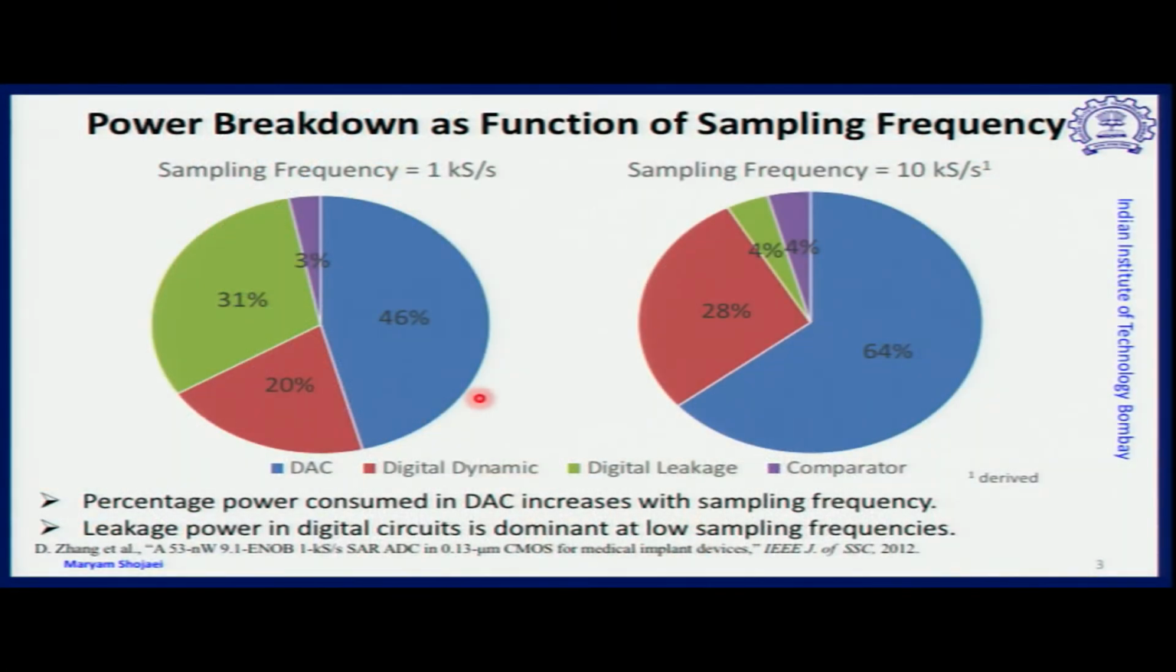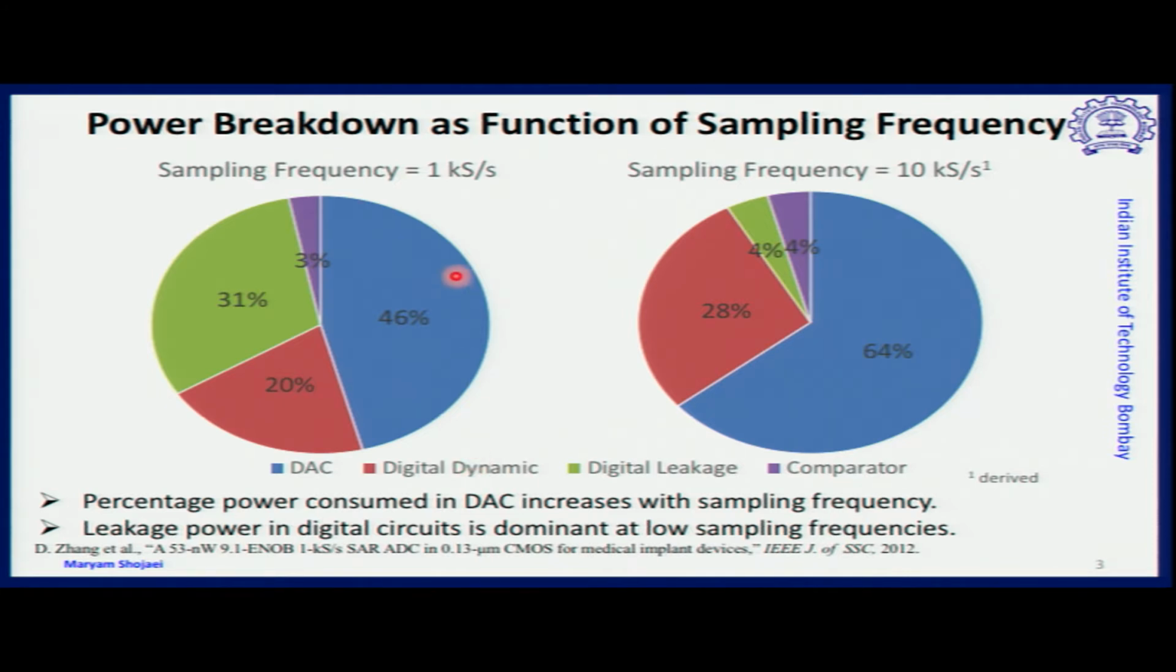Sampling frequency plays a vital role. Therefore, we need to be concerned and see how sampling frequency can change the contribution of the energy across different factors. So here, two pie charts are shown, which were reported by D. Zhang in 2012. It is about changing sampling frequency in a SAR ADC design in 130 nanometer CMOS technology.